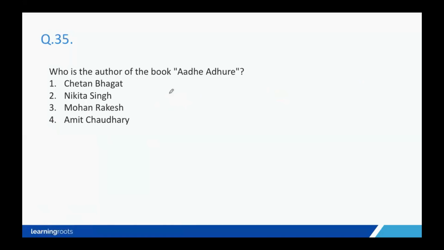Fine. Okay, who is the author of the book Aadhe Adhure? The answer will be Mohan Rakesh. Again, fairly simple to eliminate at least 2 of these. So between 3 and 4, at least you can choose one, and then you have at least a 50% chance of getting it correct. In fact, Mohan Rakesh is one of the pioneers of the Nai Kahani movement in Hindi literature. It's something that you would do well to remember.